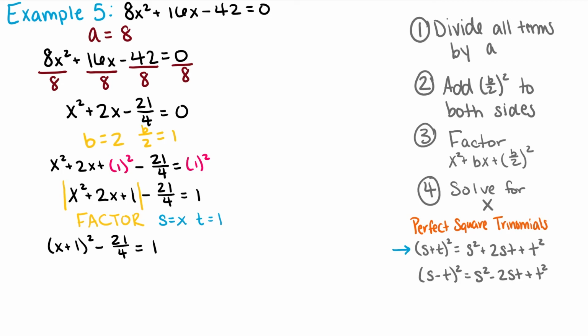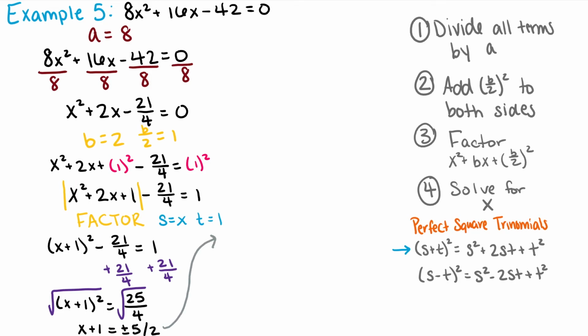Now we'll solve for x. Add 21 over 4 to both sides. We get x plus 1 squared equals 25 over 4. Take the square root on both sides. We get x plus 1 equals positive and negative 5 over 2. Let's move this over so I don't run out of space. And we get x plus 1 equals positive and negative 5 over 2.